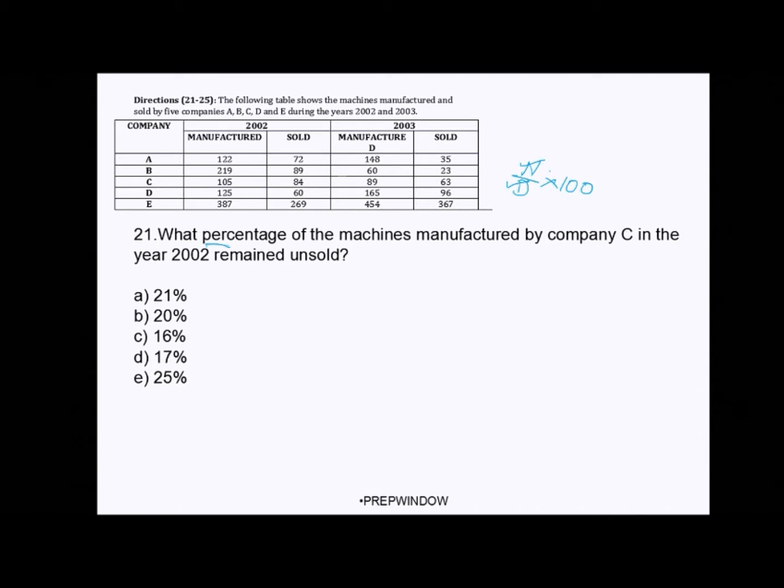Now let us see in this question which is the numerator and which is the denominator. For example, questions like: x is what percentage of y, or what percentage of y is x. Of becomes the keyword. The number which comes after of is your denominator. So look for that keyword of. In this question, the machines manufactured by company C in the year 2002 becomes your denominator, and you'll get that from the table. It is 105, so 105 becomes your denominator.